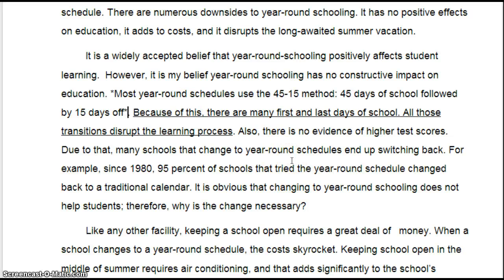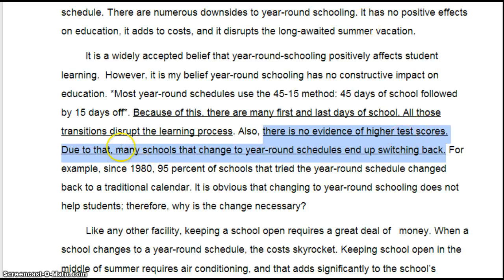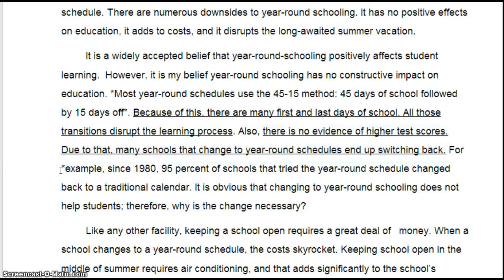Okay, there's another reason a little bit further down. And that reason is there is no evidence of higher test scores. Due to that, many schools change schedules. Many schools with year-round schedules end up switching back. So in that second reason, there is evidence after that in the form of an example. So here is that evidence. Since 1980, 95% of schools that tried year-round schedule changed back to the traditional calendar.